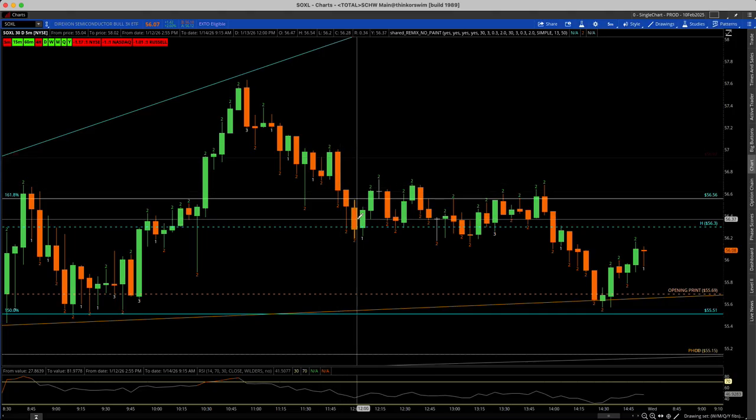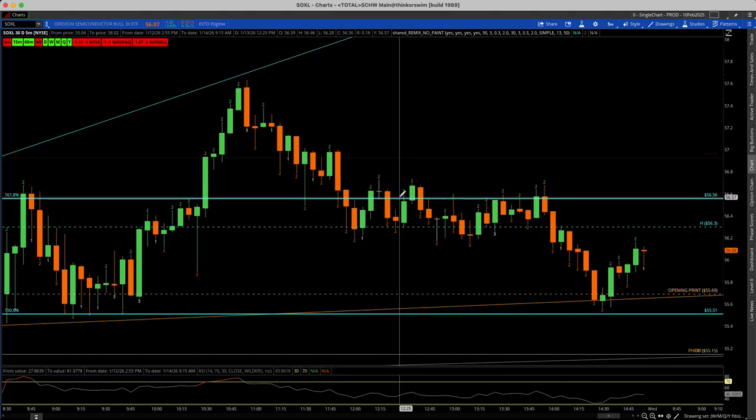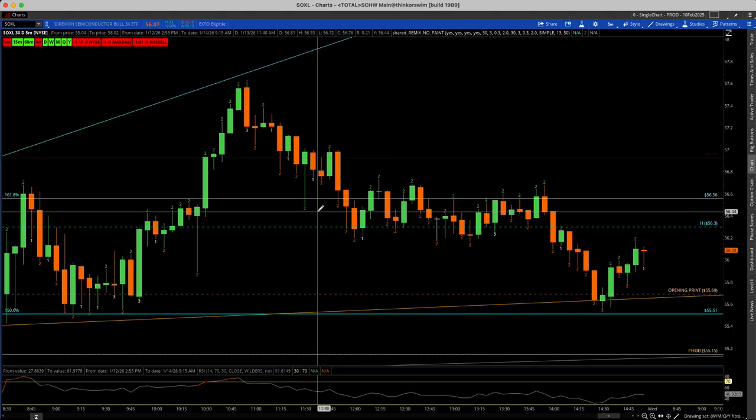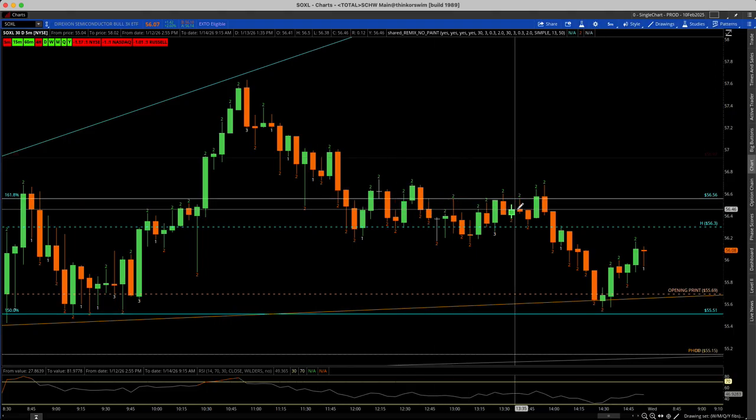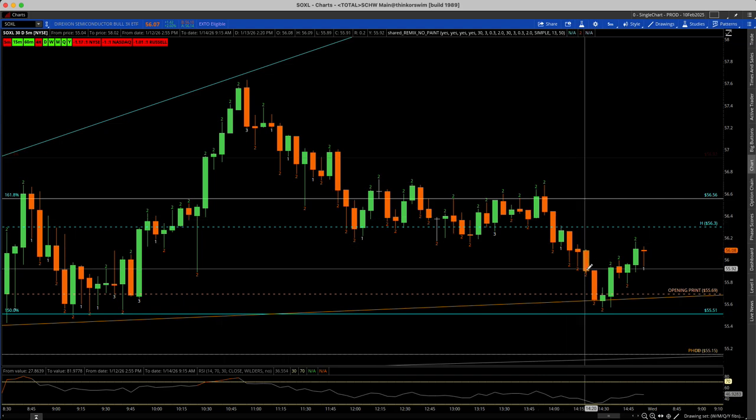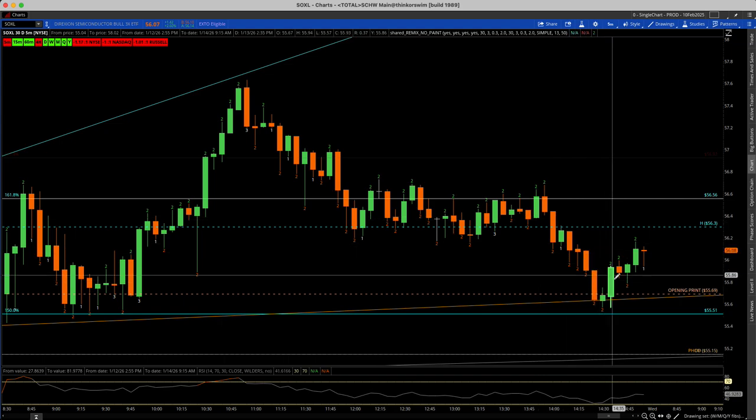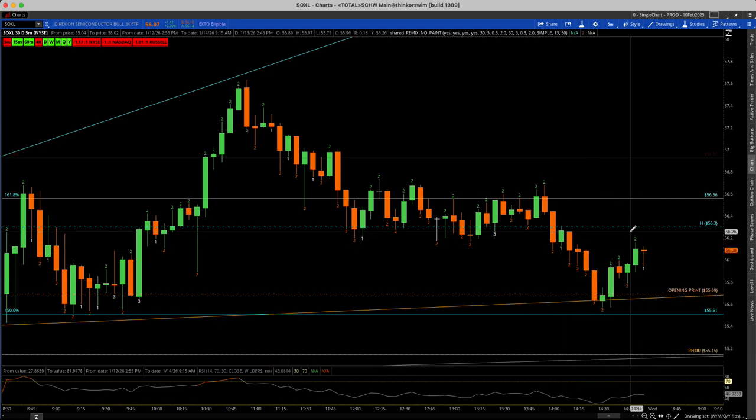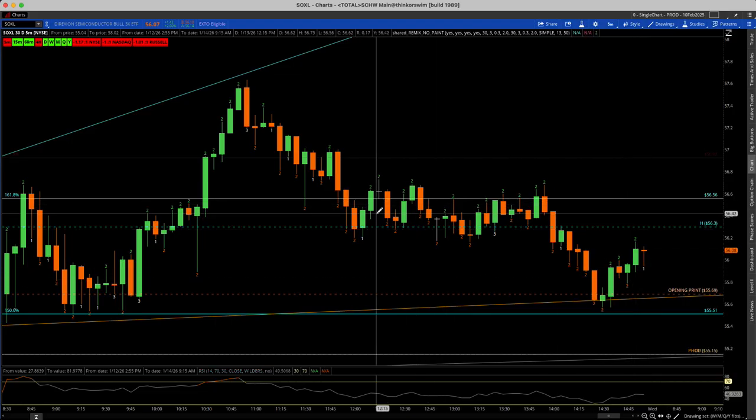After that, we kind of sat on our hands. We're waiting for another trigger, either to the upside or downside, frankly. And we never really got it. It just went sideways and kind of drifted towards the end of the day, and then bounced off of opening print to close just below overnight high at the end of the day.